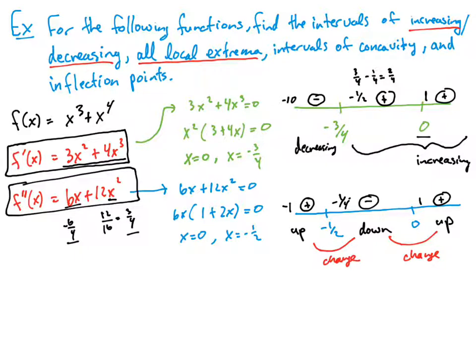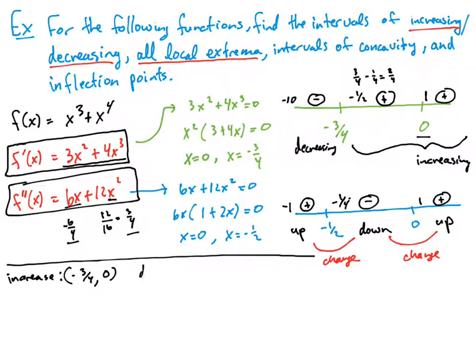All right, so let's put it all together here. We'll say we have an increasing interval, or an interval with increasing values. We're going to say from negative 3/4 to 0. The function is decreasing on the interval negative infinity to negative 3/4. Sorry, for the increasing it should be negative 3/4 to infinity, all the way to the right.